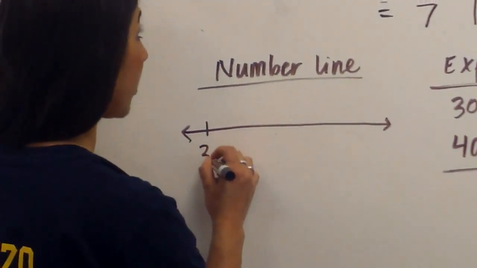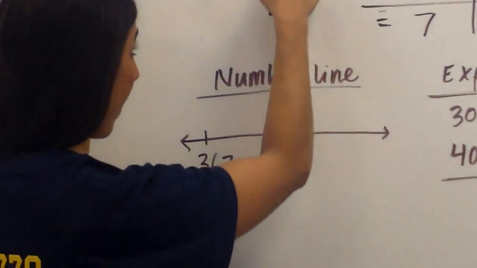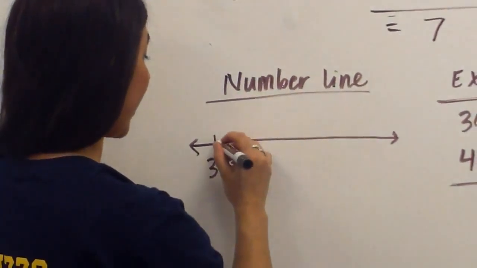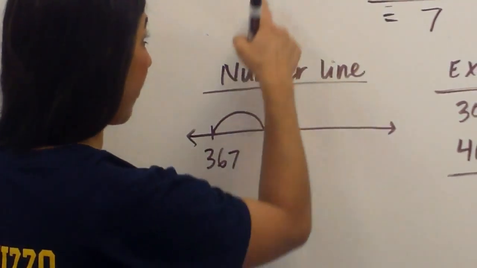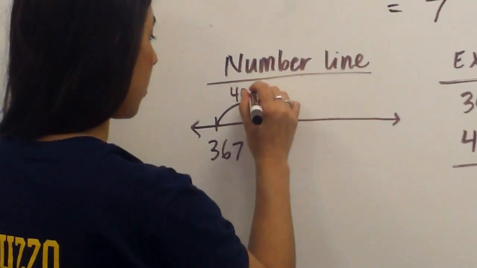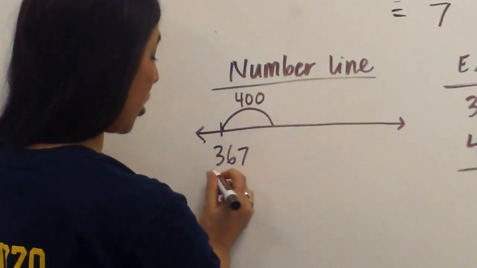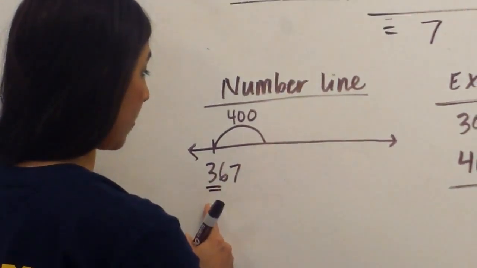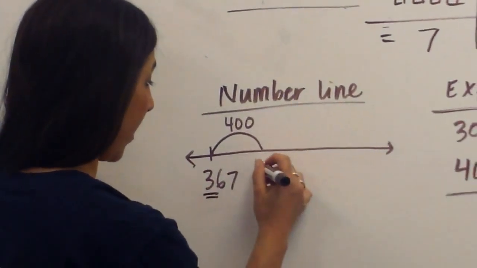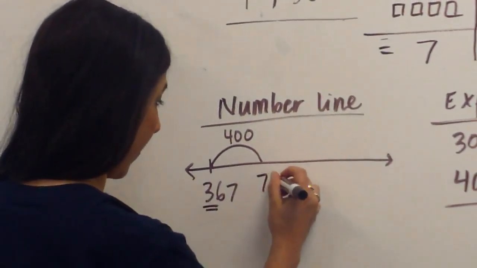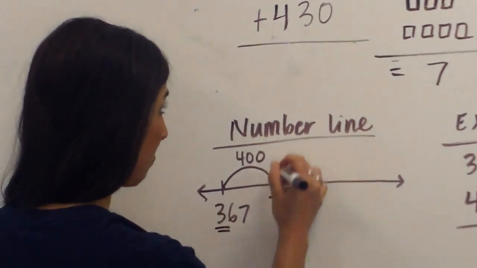So I'll start with 367, the first number that I'm adding. I'll start by adding on the 100, so I have 400. I know that I'm just changing the digit in the hundreds place, so 3 and 4 is 7. That would get me to 767.